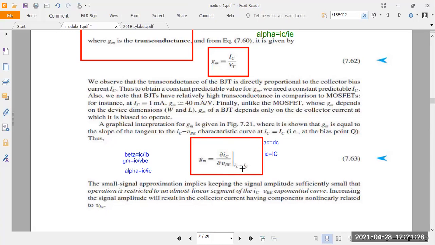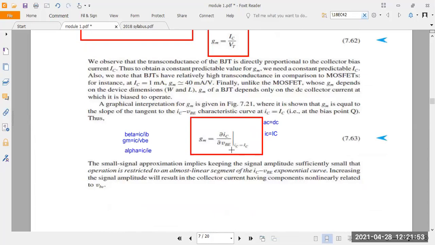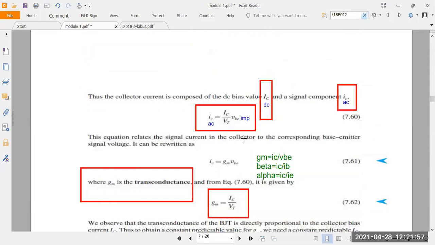AC current is equal to DC current. Okay, here you can write the gm equation, that is delta small ic divided by delta small v and capital VB, when only AC current is equal to DC current for the collector side. Understood? You have to write this equation. So this is for what here? Transconductance. Understood?